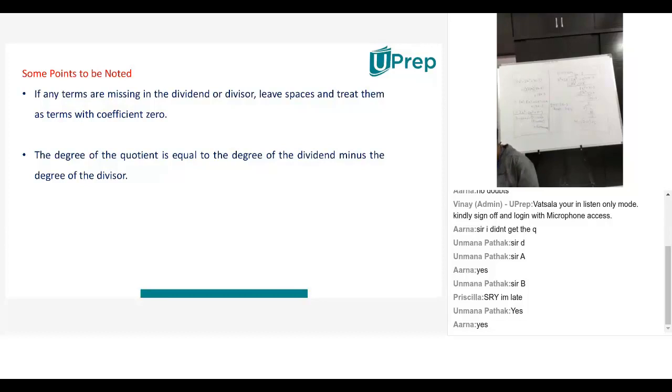So there are some points that have been talked about here. One thing is, if any terms are missing in the dividend or the divisor, leave spaces and treat them as terms with coefficient 0. Children, make a note of these points. When there's an appropriate example, I'll try to explain both the points.